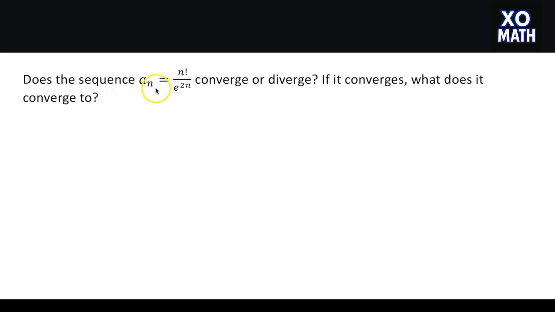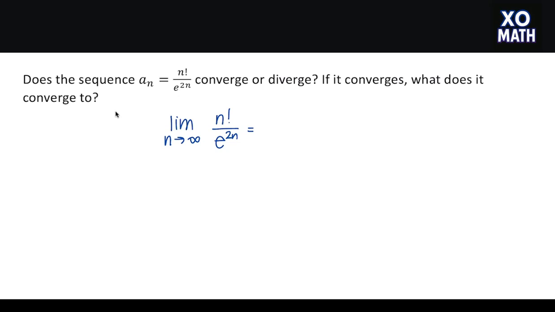Does the sequence a sub n equals n factorial over e to the 2n converge or diverge? If it converges, what does it converge to? To determine whether a sequence converges or diverges, we must evaluate the limit as n approaches infinity of the general term, n factorial over e to the 2n. If this limit is a real number, then the sequence converges and converges to that number.